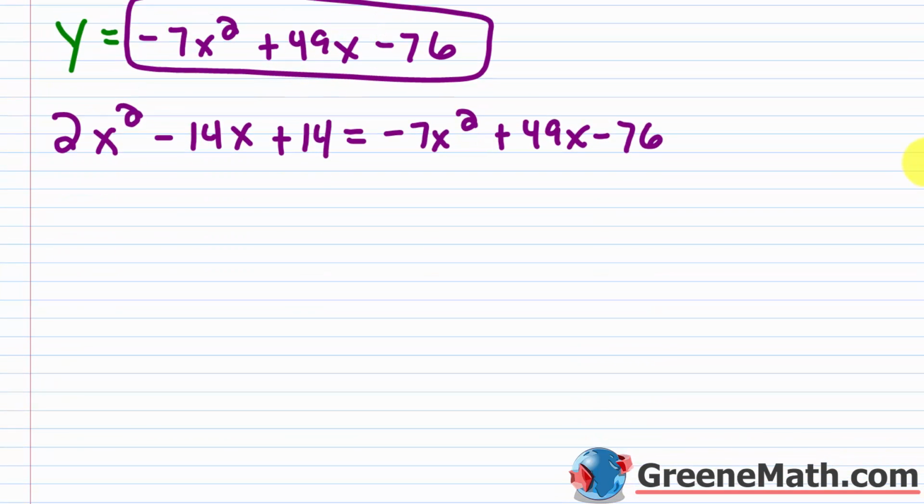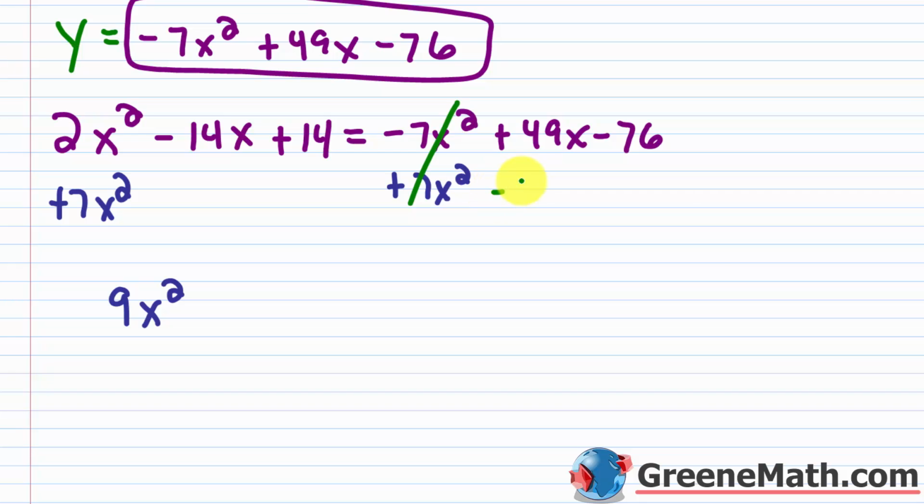Just solve each one for y and then equate the two, okay? So we'll say that we have what? If I add 7x squared to both sides, I'm going to have 9x squared right here. And let's go ahead and just cancel that out. I'm going to subtract 49x away from each side of the equation. So let's cancel that out there.